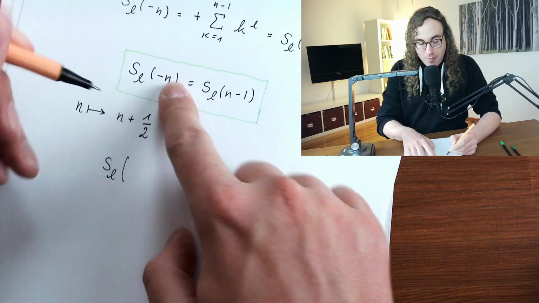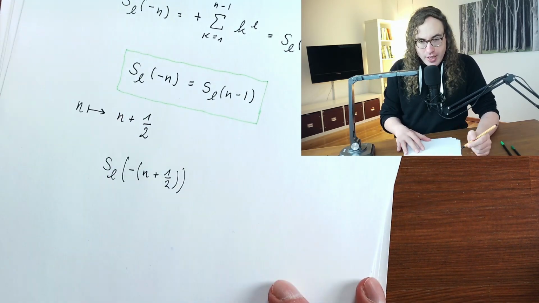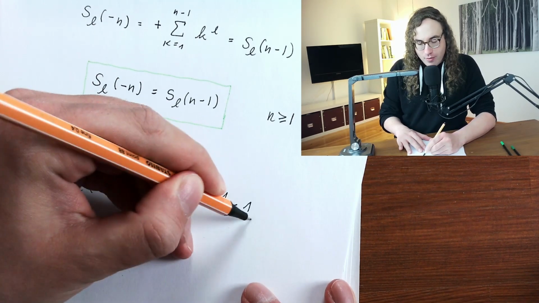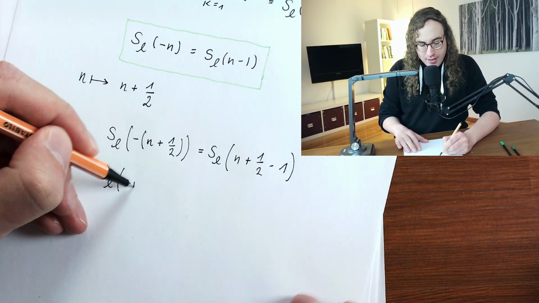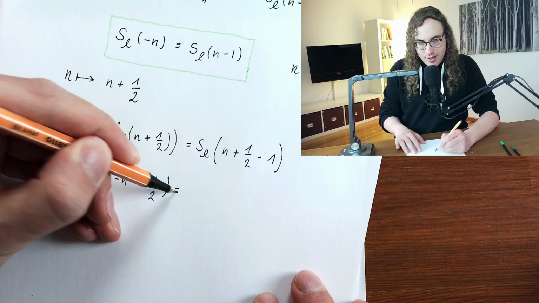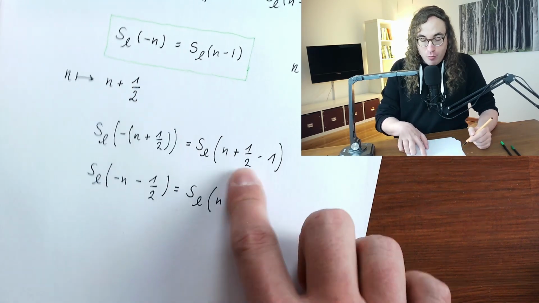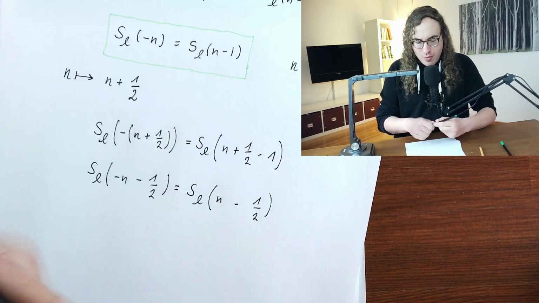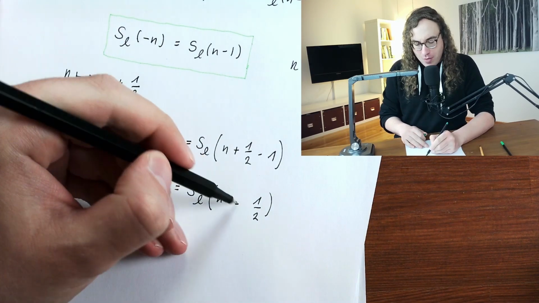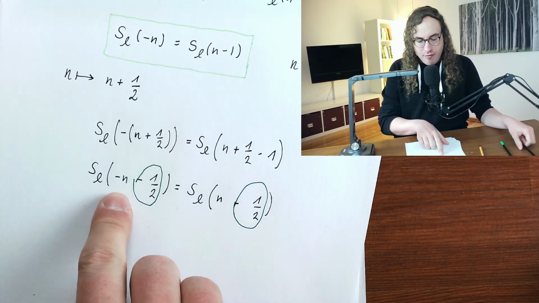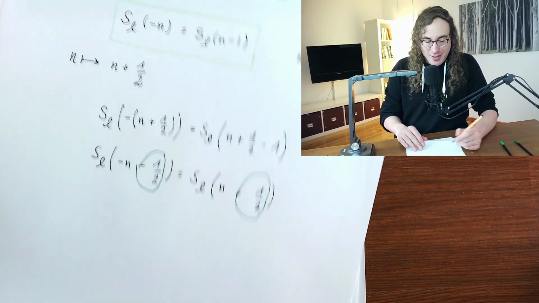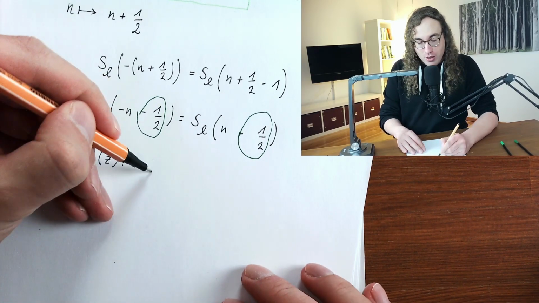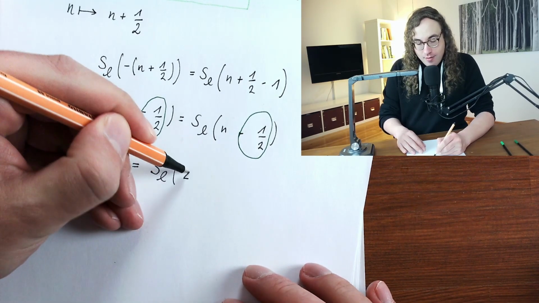So that I get minus n plus 1/2. Okay, and this is the same as SL of n plus 1/2 minus 1. Okay, and I simplify this. This is SL of minus n minus 1/2 is the same as SL of n, now plus 1/2 minus 1 is minus 1/2. Okay, and now that's interesting because I see there's kind of a term minus 1/2 twice here. And here I just have minus n and n. So this really motivates the following nice definition. I define TL of z as a new polynomial, and this is SL of z minus 1/2.